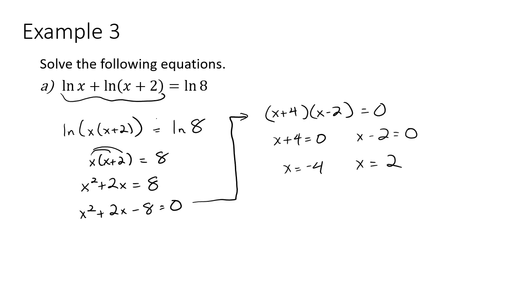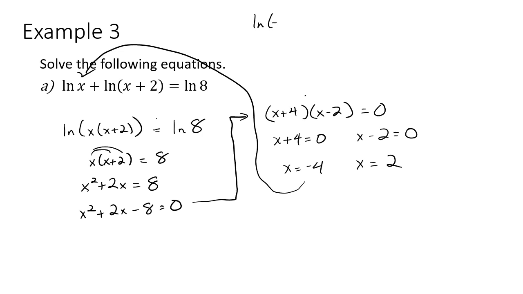Which would give us x is equal to negative 4 and x is equal to positive 2. We're not quite done though. You have to check your answers. And so if we take this x of negative 4 and we plug it back into the original equation, that very first natural log would be the natural log of negative 4, which is undefined. Negative 4 is what we call an extraneous solution.